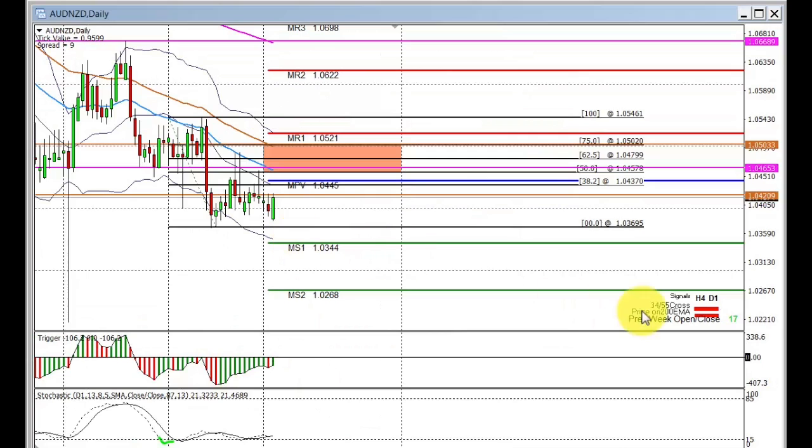Aussie New Zealand dollar, 4 hours short, daily is short. Problem is last week we closed 17 pips higher than the opening. We can't flip the 4 hour, we have to flip the daily. So if we flip the daily from the high to the low, then our zone will be 0457 going up to 0502.